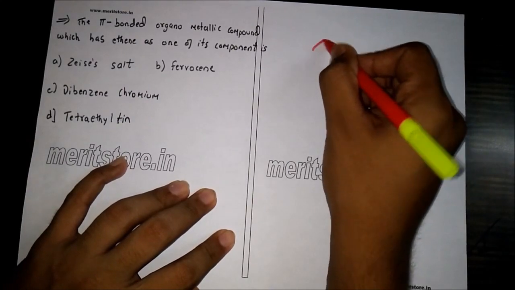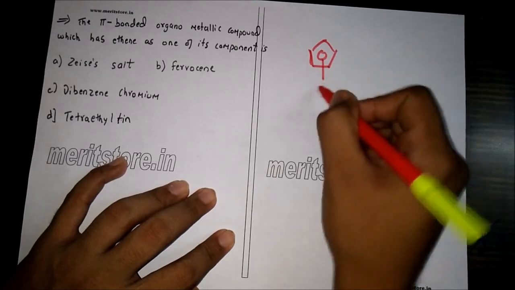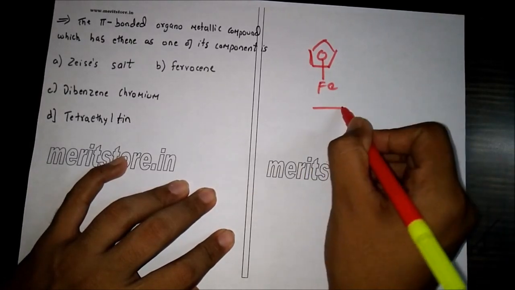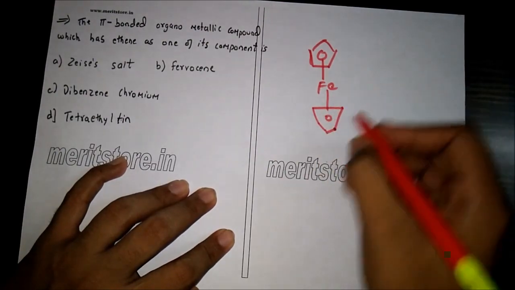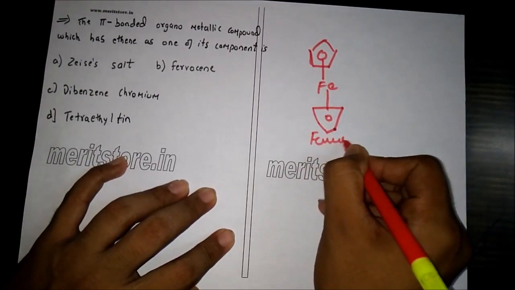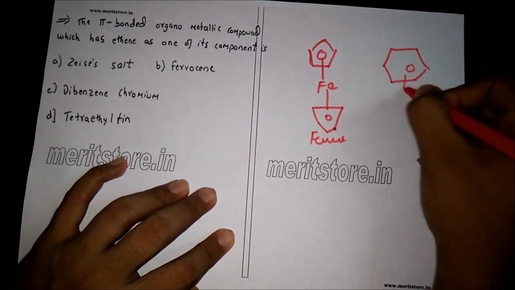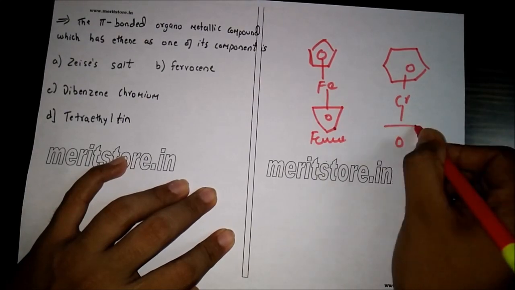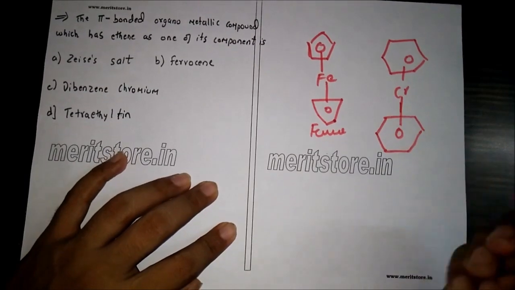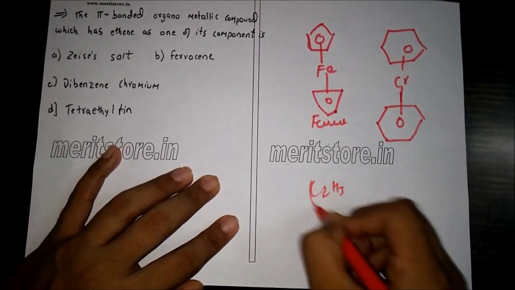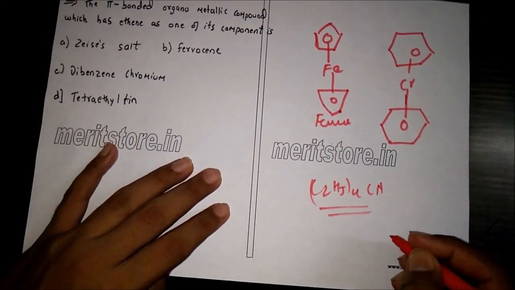Now in ferrocene, there are 2 rings attached to Fe. This is ferrocene. Now in dibenzene chromium, 2 benzene rings are attached to chromium, like this. Now in (C2H5)4Sn, this is tetraethyl tin. Therefore, this also doesn't have a pi bonded organometal.